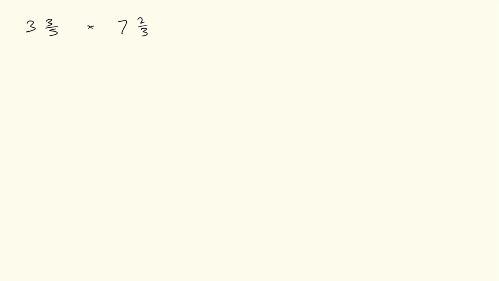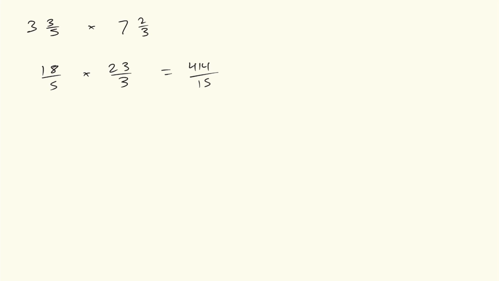So 5 times 3 plus 3, that's equal to 18 over 5, times 7 times 3 is 21, plus 2 is 23 over 3. And now we can multiply the numerators and the denominators. Now, if you have a calculator, this is pretty simple. So now we just simply multiply the numerator by the numerator and the denominator by the denominator. And when we do that, we'll see that 18 times 23 is equal to 414, and 5 times 3 is obviously equal to 15. Now, the issue we run into is this isn't in lowest terms.